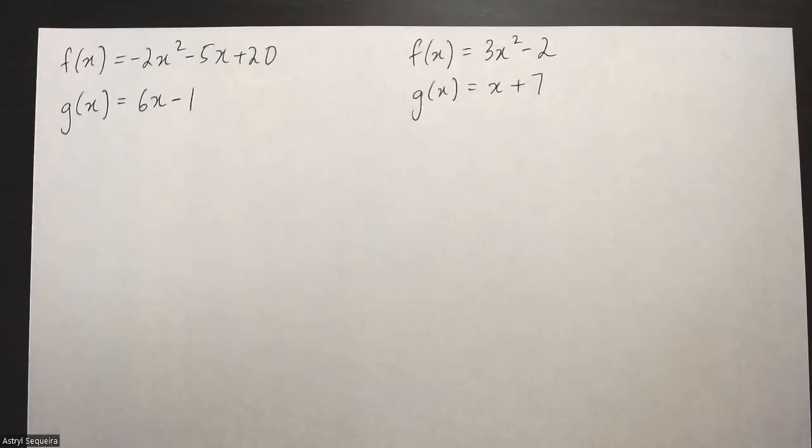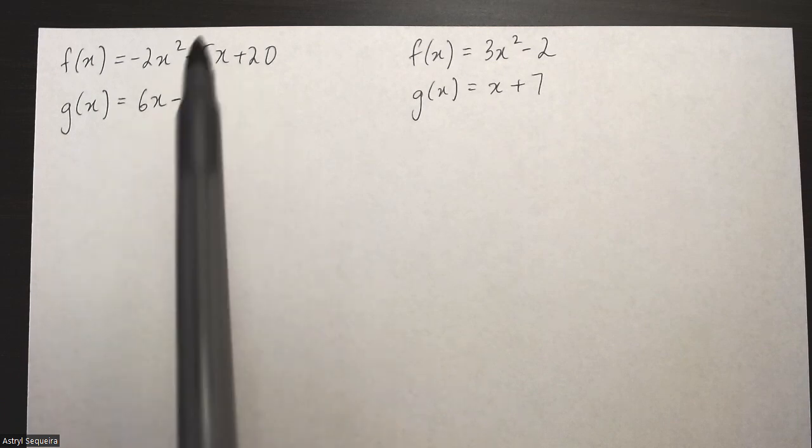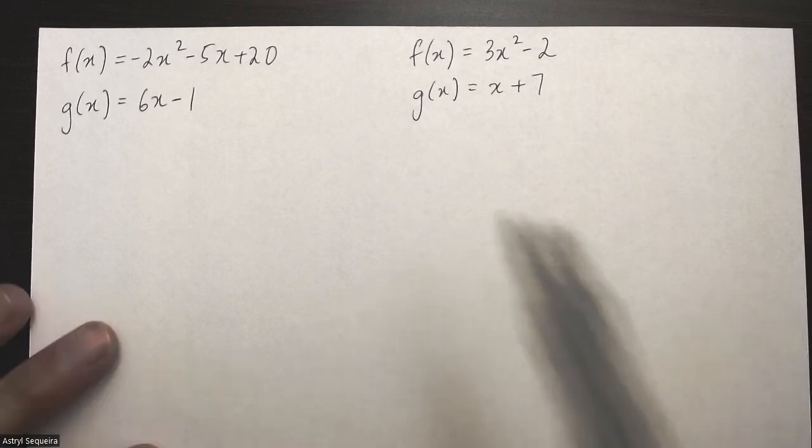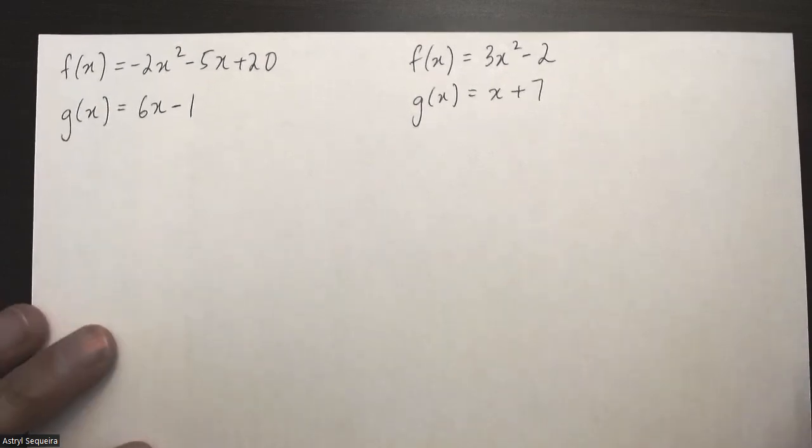All right, in this video, we are given a quadratic function and a linear function, and we need to find the points of intersection of these two functions. Now remember, a quadratic and a linear function can either have 2 points of intersection, 1 point of intersection, or no points of intersection. Those are the 3 possibilities. Let's take a look at the first question over here.